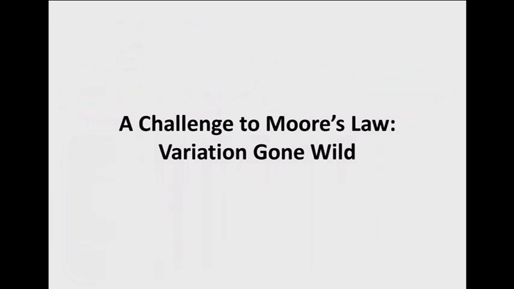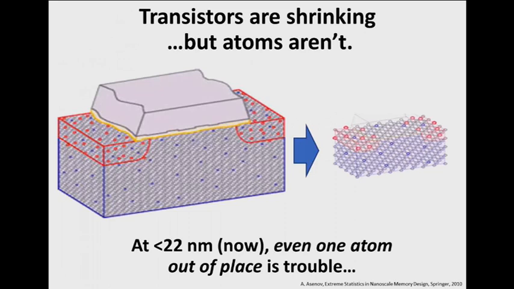There's a problem with Moore's law. There's actually always problems with Moore's law, and scientists, engineers, entrepreneurs, and so on try to figure out how to fix this. The problem right now is what I like to call variation gone wild. I had a picture for this, but my wife made me take it away. So let's just say variation went wild.